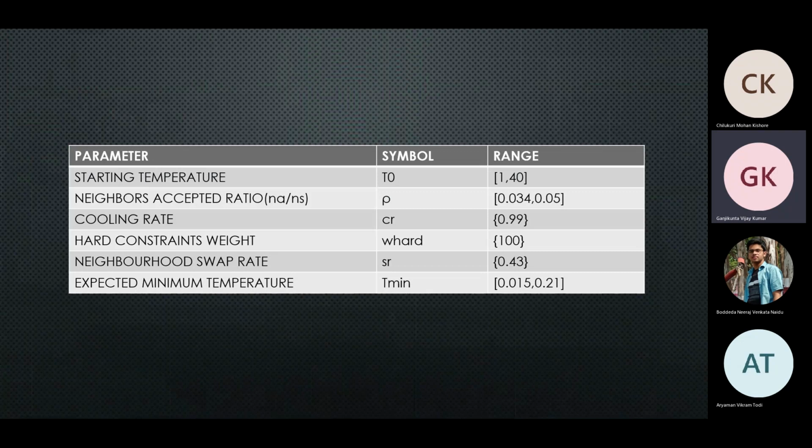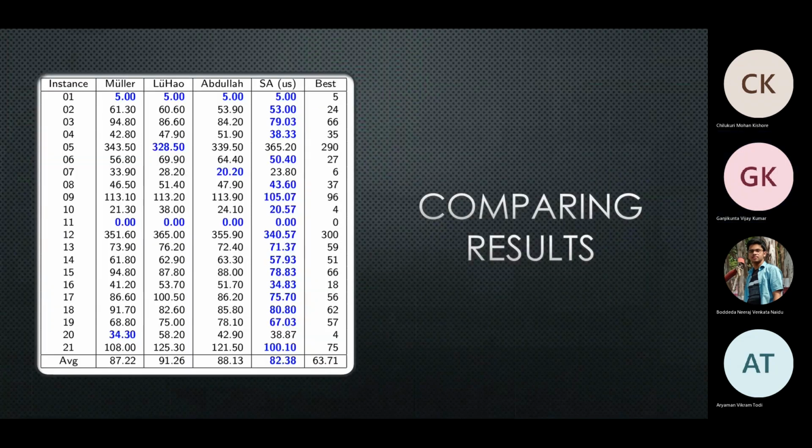Okay, let us compare our solutions with some other solutions that have already been done. SJ is the algorithm that we are applying. Let us compare this with previously done algorithms like MU, LR, Eluha, Abdullah over a set of instances, and let us try to compare them.